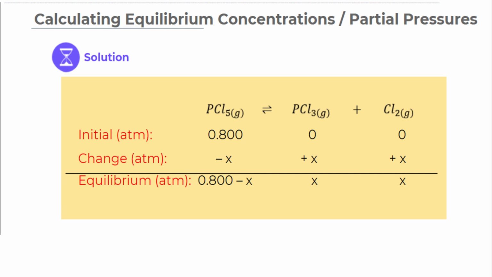Let X be the pressure of either product formed. With this, the change in partial pressure of phosphorus pentachloride is negative X. Meanwhile, the partial pressure of phosphorus trichloride and chlorine increases by X. Thus, the equilibrium partial pressures are as follows: for phosphorus pentachloride, 0.800 atmosphere minus X; for phosphorus trichloride, X; for chlorine, X.